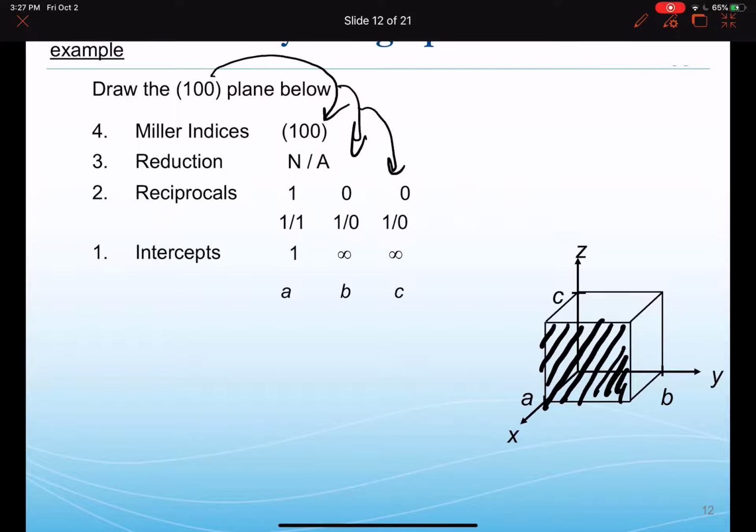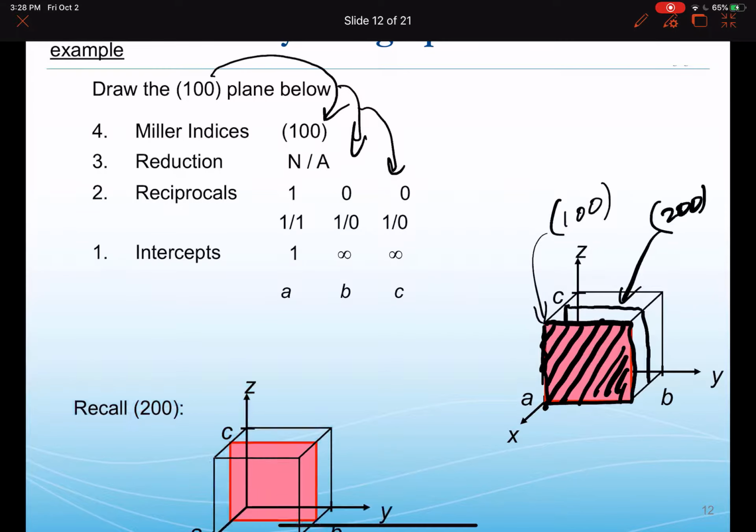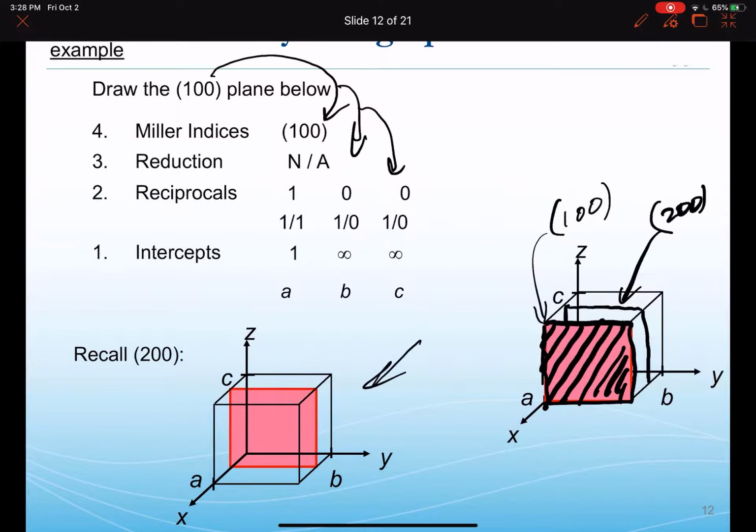Okay, so there you see this answer, 100, is a face of the unit cell, and previously the 200 was halfway along. And hopefully you can see that we are now talking about different planes here. So the act of reducing does have an impact, provided there's differences within the unit cell. Body center cubic versus simple cubic emphasizes that. Okay, good. So that other diagram's here for reference as well.